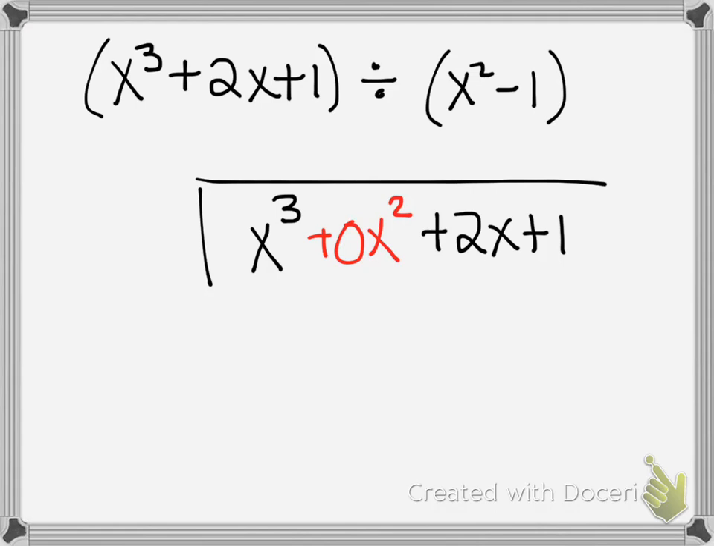Then we also need to make note that we could have a placeholder in our divisor. So in our divisor, we're currently missing that linear term. So we actually have 2. So you could have a placeholder in just the dividend, in just the divisor, or in this example, in both.